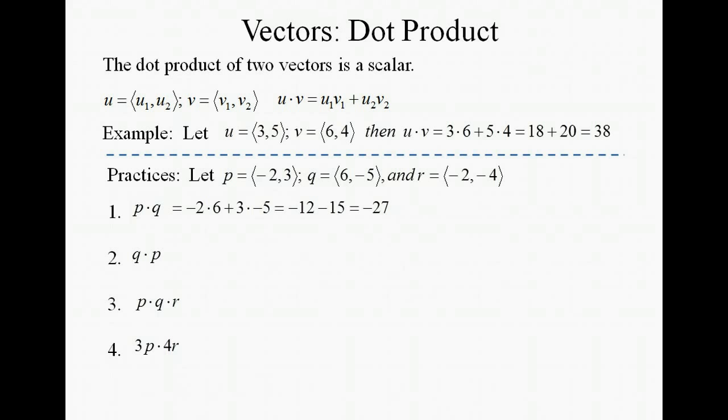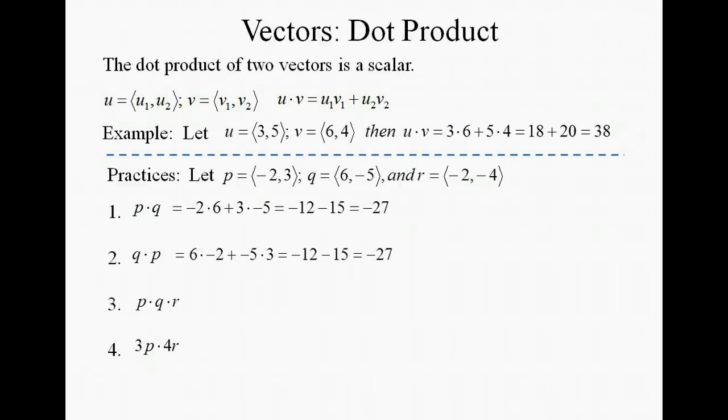Now, would it be any different if we multiplied q dot p instead of p dot q? Well, not at all, because we're still going to take our x-coordinates and multiply them and add it to our y-coordinates that are multiplied together, and we ended up with exactly the same number. So for dot products, it is commutative.